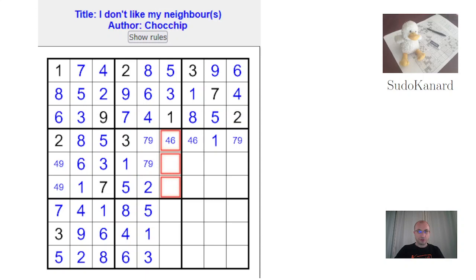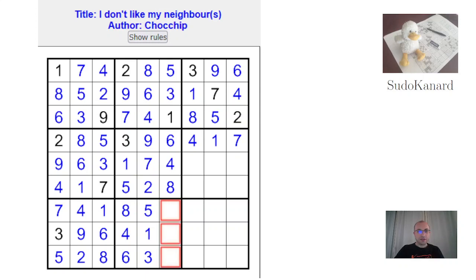Here we need 4, 6, and 8. So this is 4 or 8, but 8 can't be next to 7 or 9, so that's 4. 6, 4. This 6 disambiguates the 9-7 pair. And this is 8. This 4 disambiguates the 9-4 pair. And this is drawing to a conclusion.